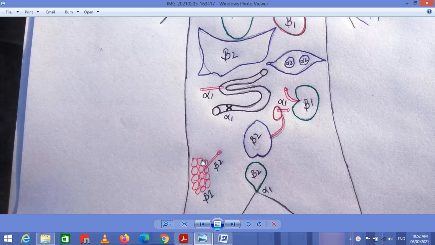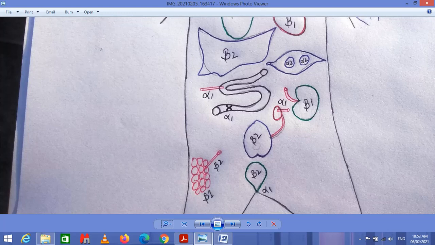So during a stress situation we need more and more energy. So during a stress situation, all the fat deposits are split into glycerol and fatty acids, and those are passed to the blood vessels to provide more and more energy to the body. So lipolysis is initiated or enhanced by the beta 1 receptor inside the lipocytes.